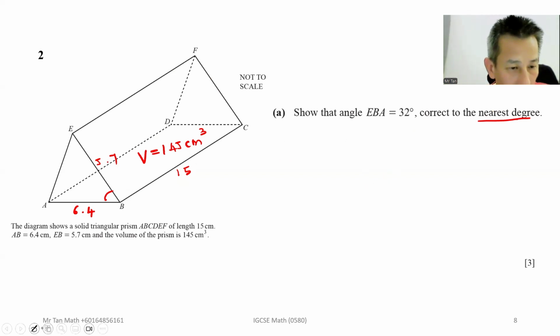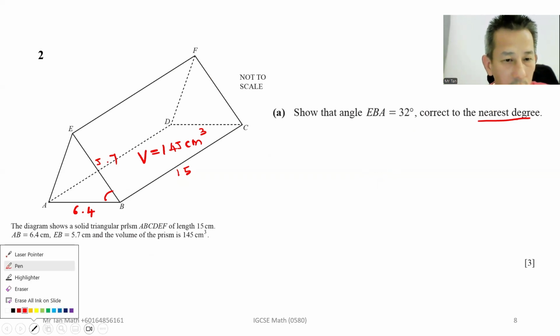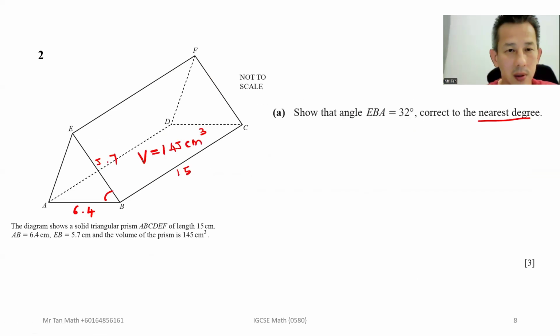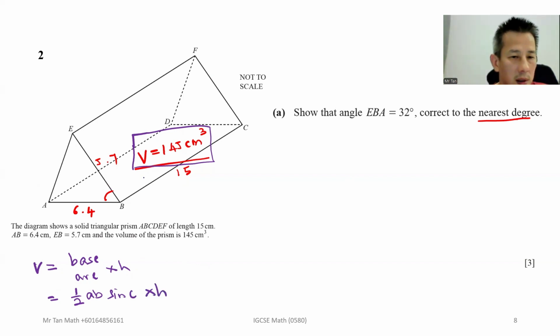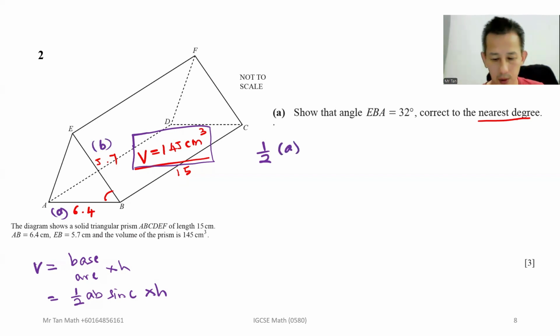To show this, you need to check the information given. They give you the volume, therefore you need to check how to calculate the volume of a prism. To calculate the volume, V is equal to the base area times the height. The base area is a triangle, therefore we use half ab sine C times the height. So you can put half here. This can be a, this can be b. You can change it, it's okay, not a big issue.